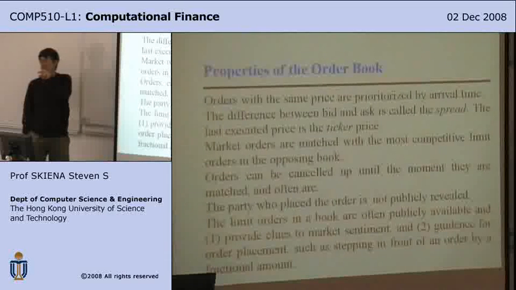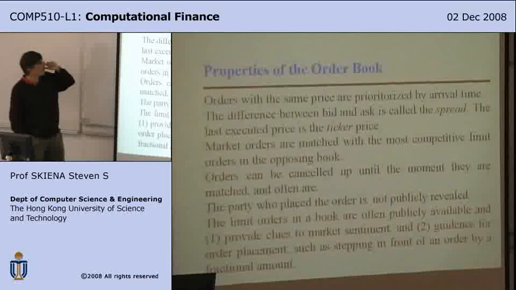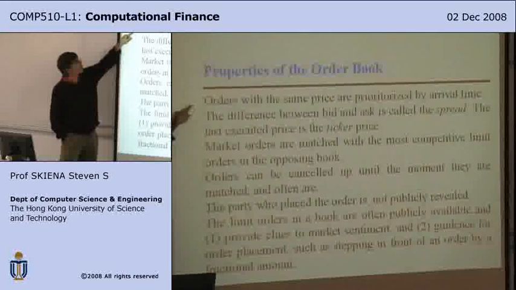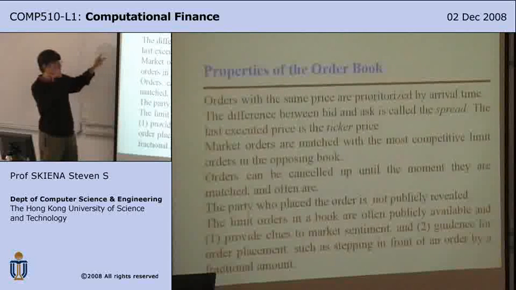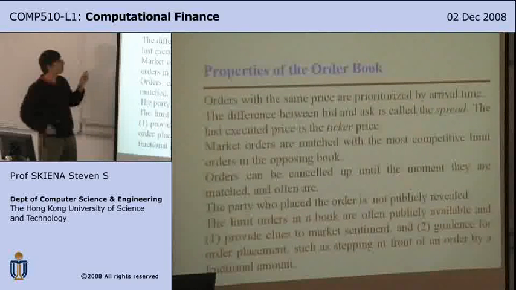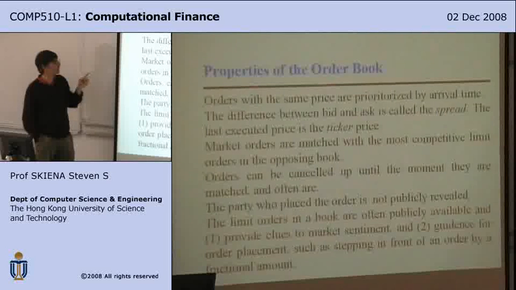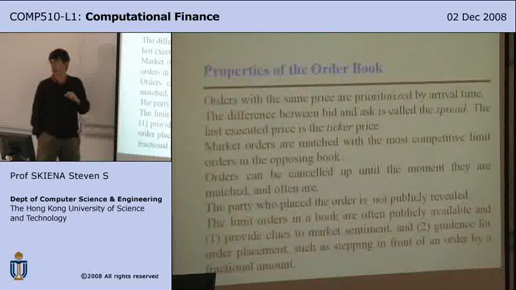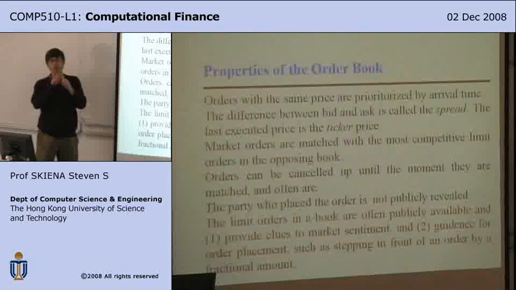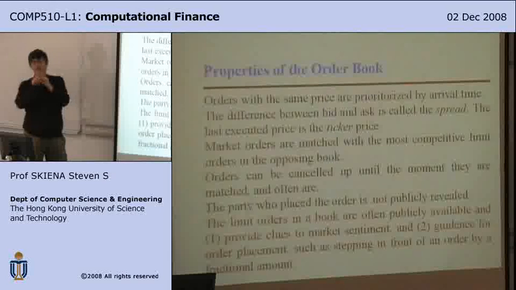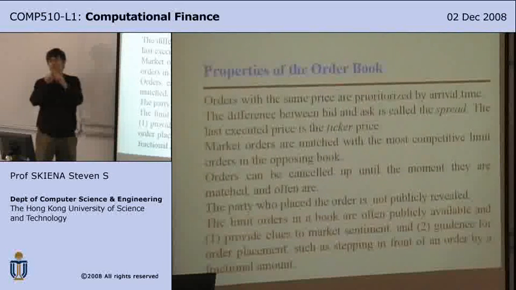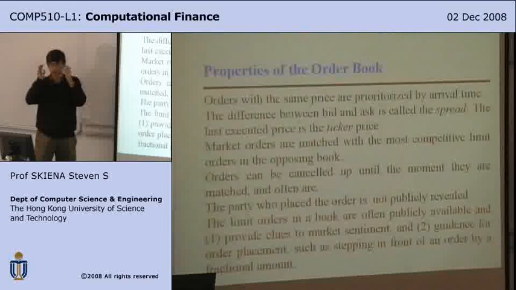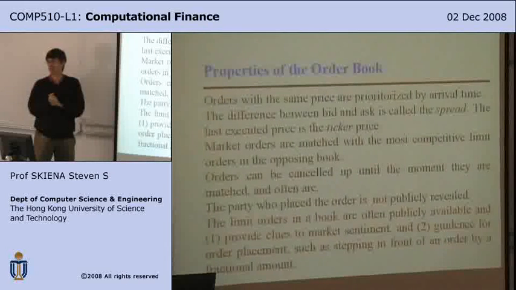Any questions? So what do we know about the order book? What are the properties that are interesting? We agree that orders with the same price are prioritized by arrival time. The difference between bid and ask is called the spread. The wider the gap between bid and ask, the less liquid the stock is. If you really want to be able to trade stocks immediately, you know that the price is going to be fair if the bid and ask differ by the smallest possible amount. If the difference between bid and ask is a penny, then presumably if you put in a market order, you're getting the right price somehow.